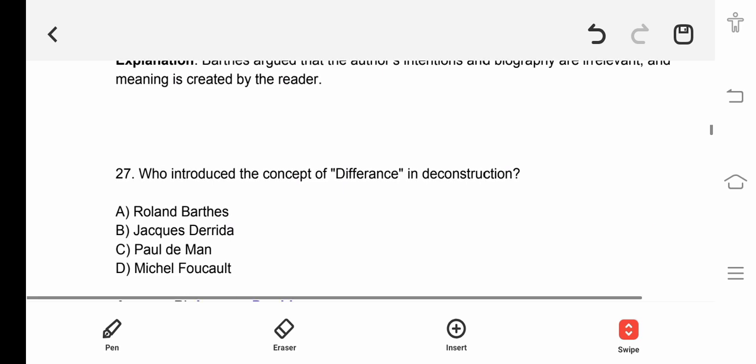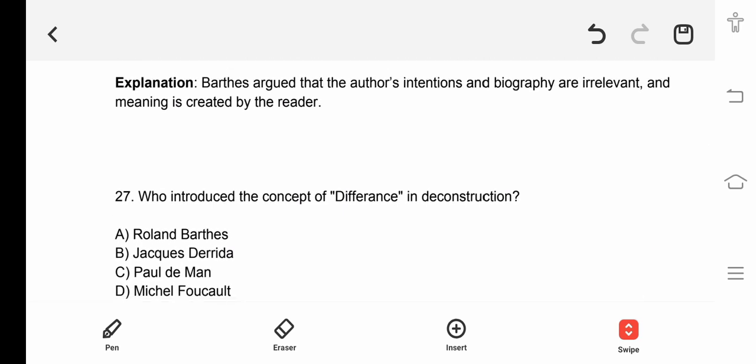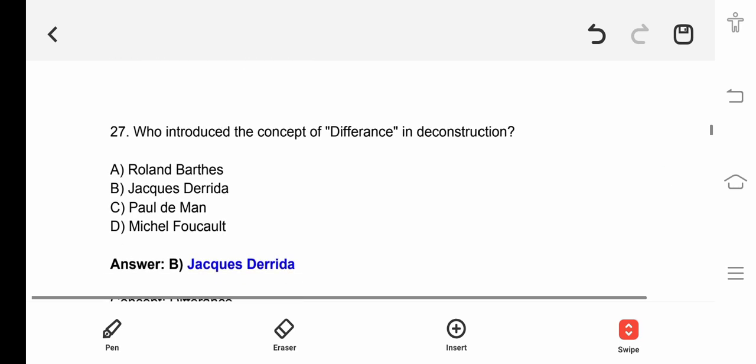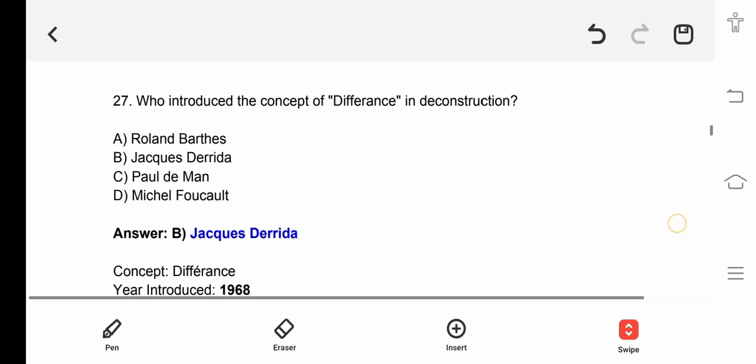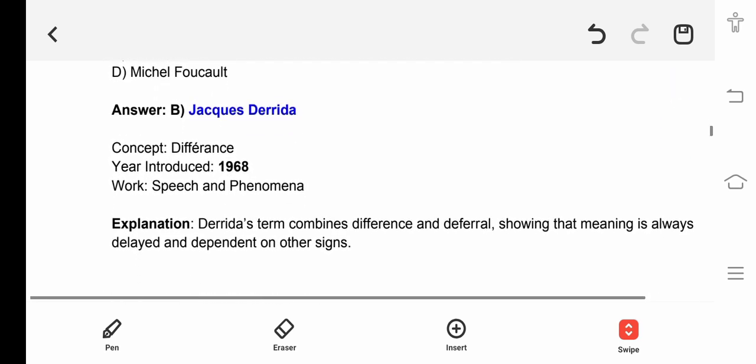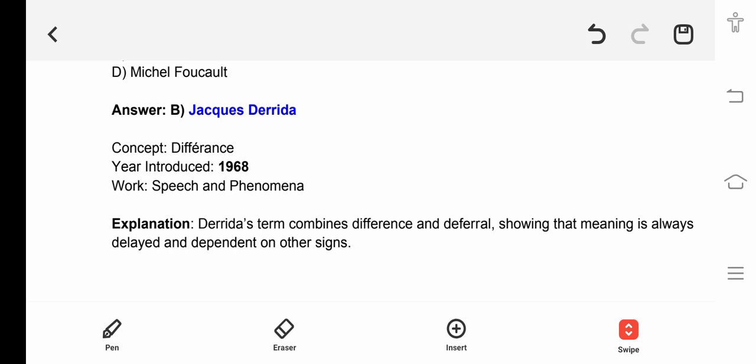Now next question, who introduced the concept of différance in deconstruction? Options you have. So what will be the correct answer? Let's see. The correct answer is Jacques Derrida. This concept was introduced in 1968 in the work Speech and Phenomena, and the significance of this term was that it combines difference and deferral, showing that meaning is always delayed and dependent on other signs.